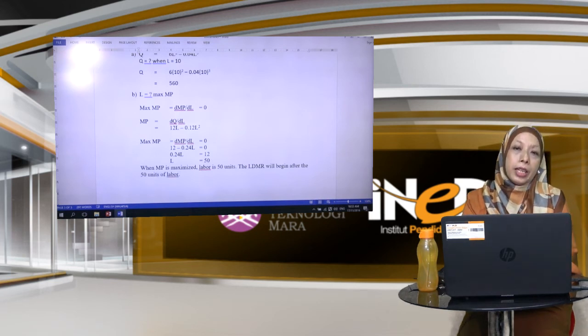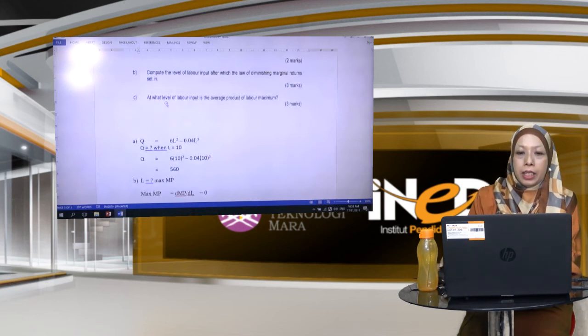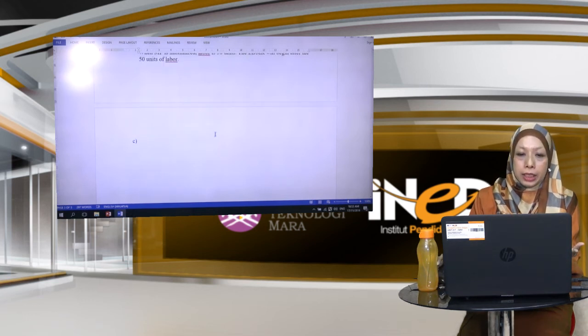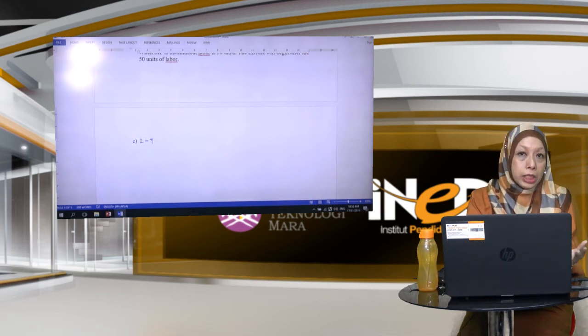So that's how you answer question B. The third one: at what level of labor input is the average product of labor maximized? Again, this is very similar to the previous question. Question C wants you to find labor, but which labor?